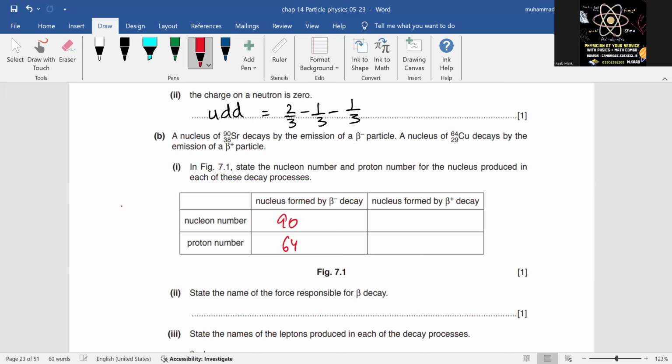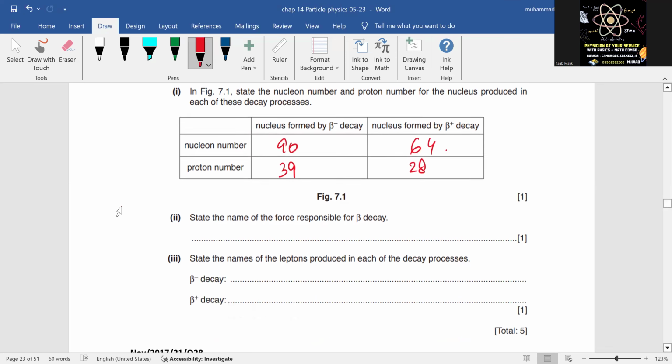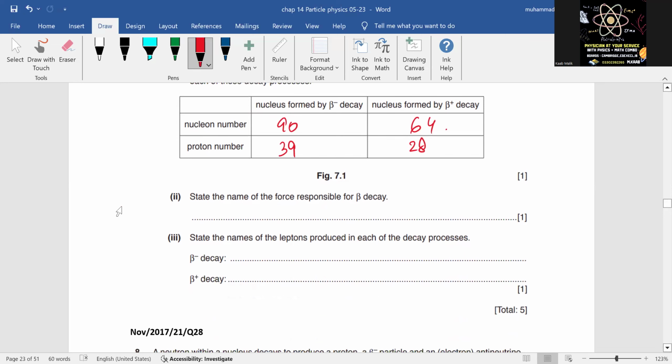What about the proton number? The proton number is 39, and 28. Okay, good. Because in beta positive decay, one of the protons turns into a neutron. So the proton number will decrease, but you can see the increase in the neutrons, because they are inside the nucleon number. Okay, fine. Let's move on.